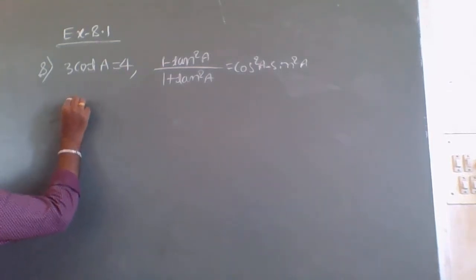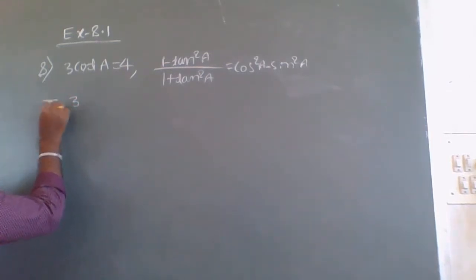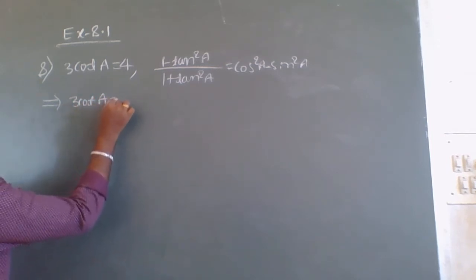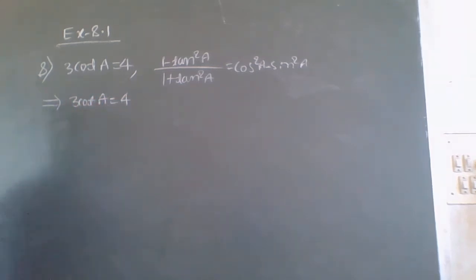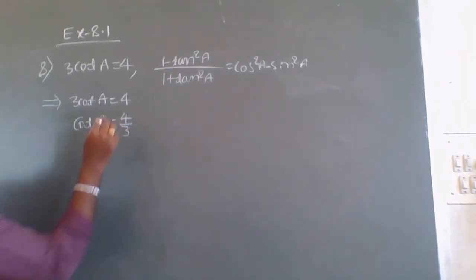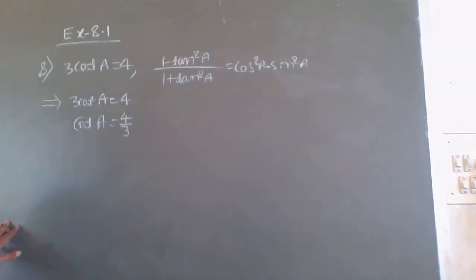So here they have given 3 cot A equals 4. How do we get the cot A value? I will move this 3 to the right hand side. So what does it become? 4 divided by 3. So we got the cot A value, which is 4 by 3.